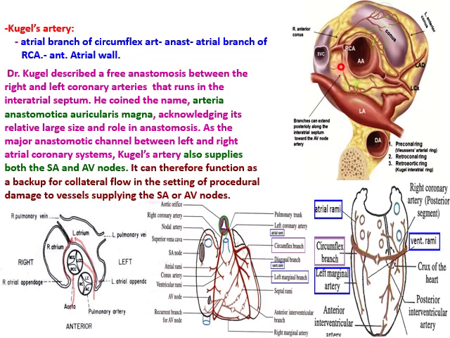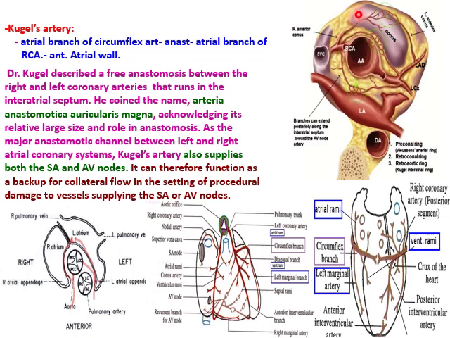atrial branch or the atrial rami of the right coronary artery in the anterior aspect of the atrial wall nearer to the interatrial septum. This is one of the major anastomotic channels, or the ring, that is formed behind the ascending aorta. So it is called the retroaortic ring of anastomosis.